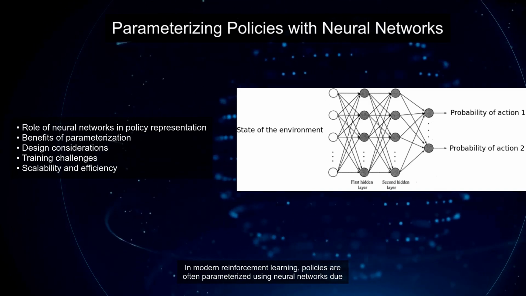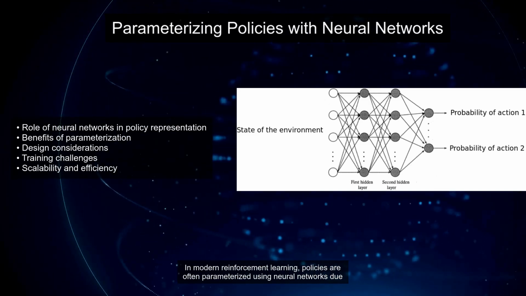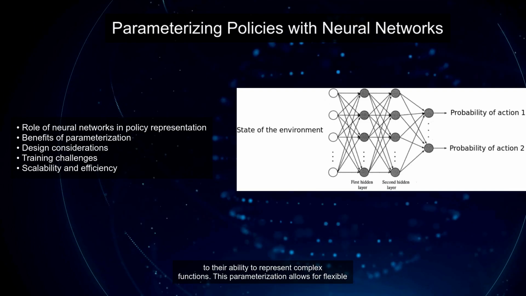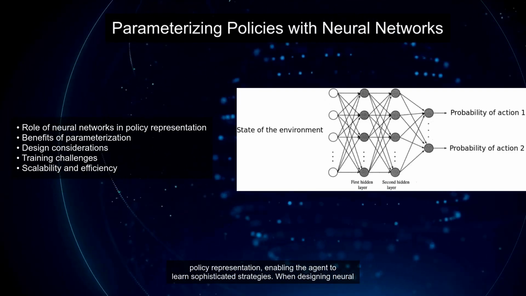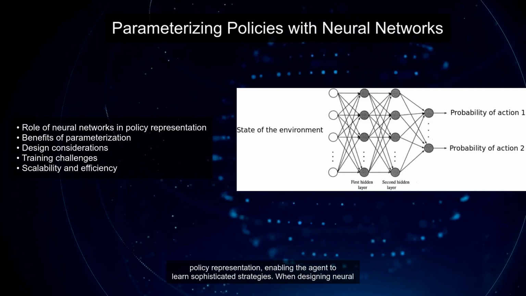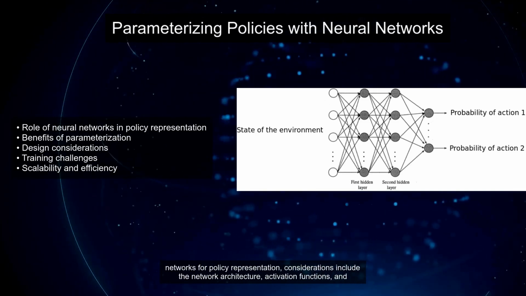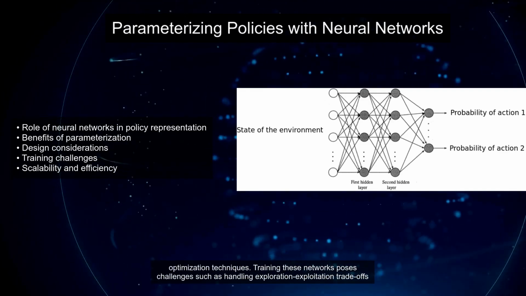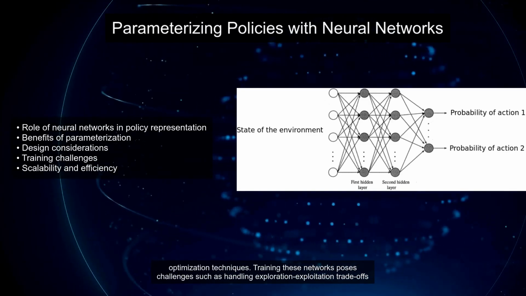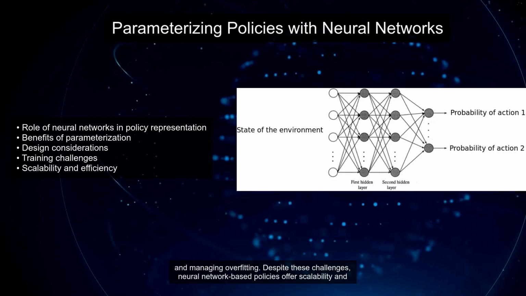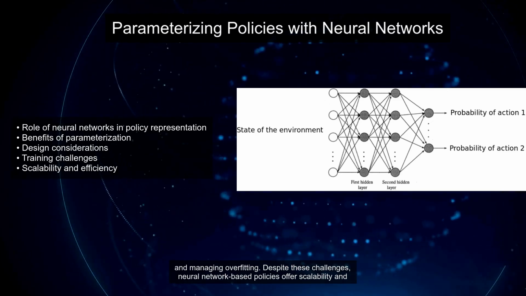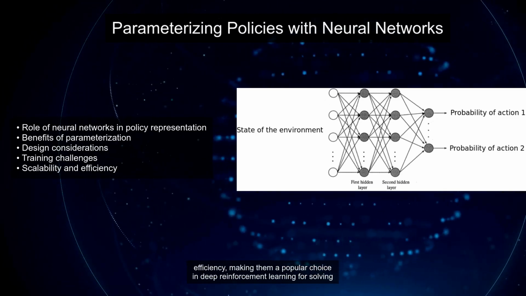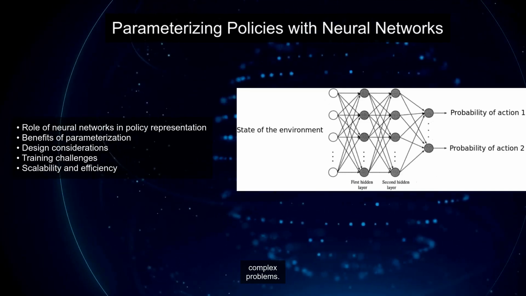In modern reinforcement learning, policies are often parameterized using neural networks due to their ability to represent complex functions. This parameterization allows for flexible policy representation, enabling the agent to learn sophisticated strategies. When designing neural networks for policy representation, considerations include the network architecture, activation functions, and optimization techniques. Training these networks poses challenges such as handling exploration-exploitation trade-offs and managing overfitting. Despite these challenges, neural network-based policies offer scalability and efficiency, making them a popular choice in deep reinforcement learning for solving complex problems.